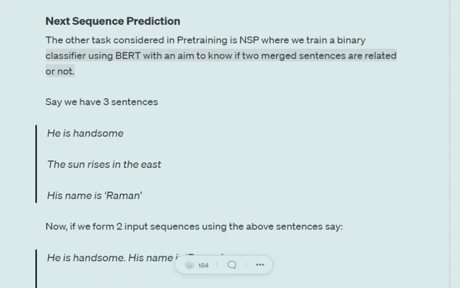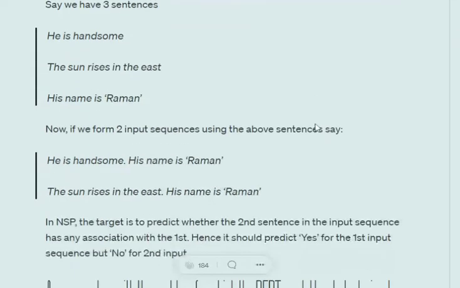So assume that we have three sentences: He is handsome, the sun rises in the east, and his name is Raman. Now, if we form two input sequences using the above sentences: he is handsome, his name is Raman; the sun rises in the east, his name is Raman. Now, in next sequence prediction, what we're trying to check is whether the second sentence in a particular input is associated with the first sentence or not.